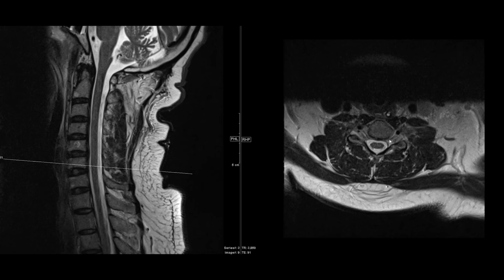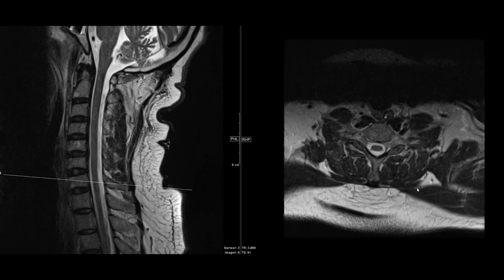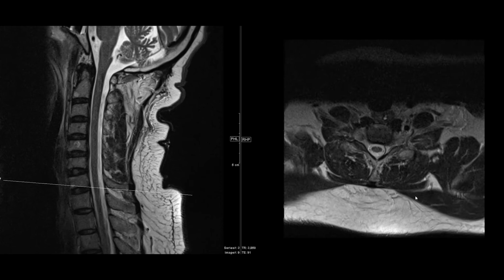Here we are at the level just below. Again, everything is patent here. So these would essentially be called normal for the majority of these levels. Here we are sort of at the final cervical level. Again, the spinal canal is patent. Lots of CSF around the spinal cord and normal neural foramina here. So these are the images that I think are the most useful for that.